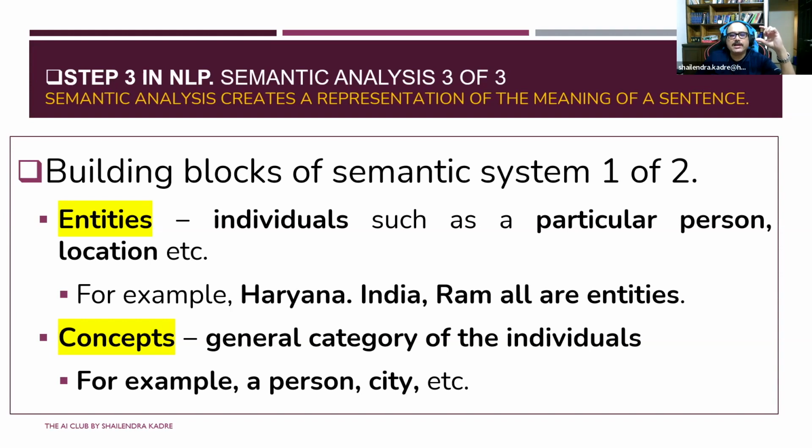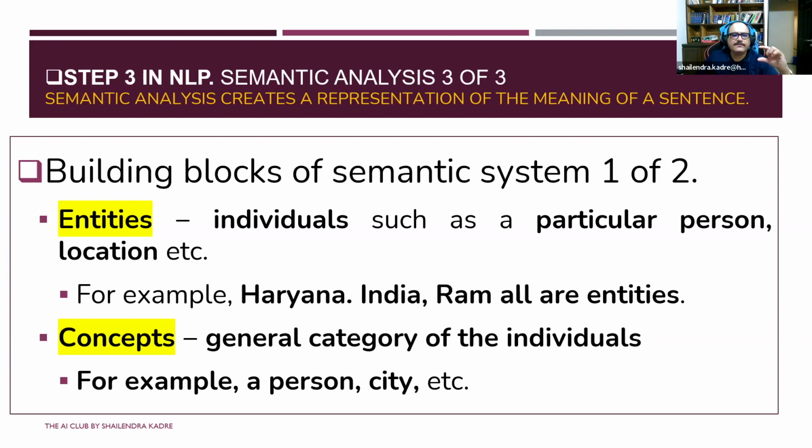Then we have the building blocks of our semantic analysis. Entities means individual names like Haryana, Rama. They are specific, very specific and individual names. So they are entities. Concepts are the general category. Haryana is a state of India, so state is the category here. So it is a concept. Rama is a person. Rama represents a person, so person is a category here. So entities, concepts.